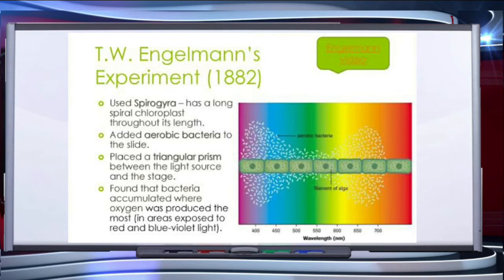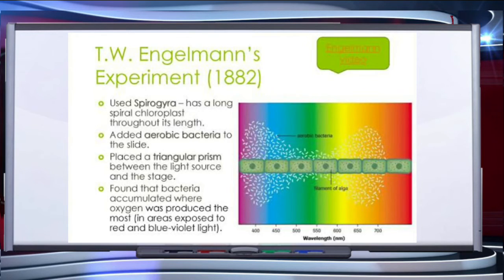Now consider the interesting experiments done by T.W. Engelmann. Using a prism, he split light into spectral components and then illuminated a green alga, Cladophora, placed in a suspension of aerobic bacteria. The bacteria were used to detect the sites of oxygen evolution.